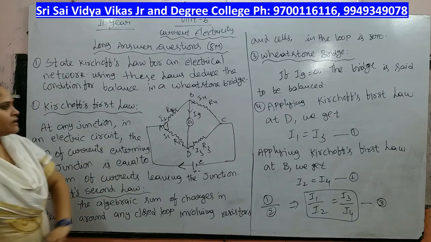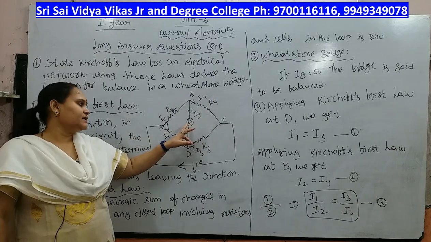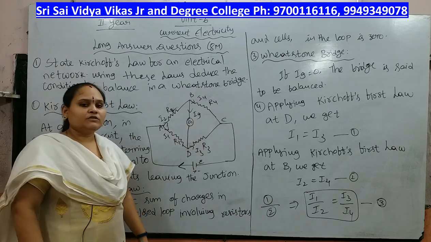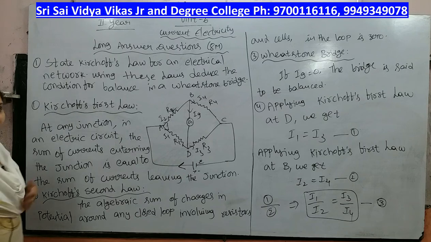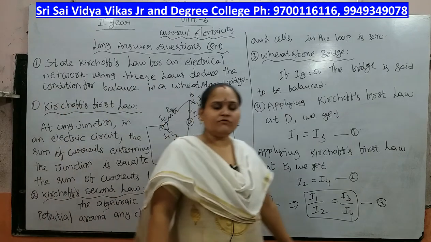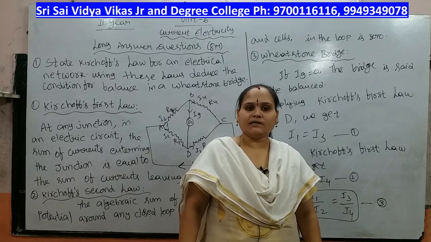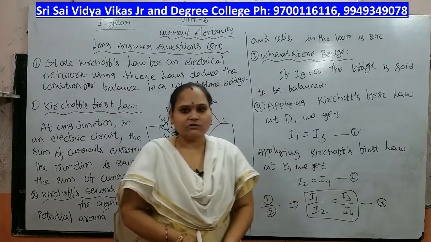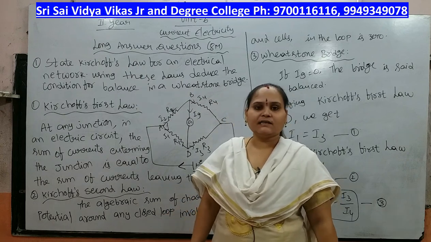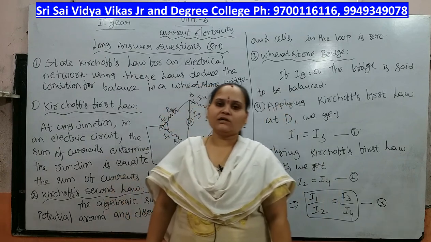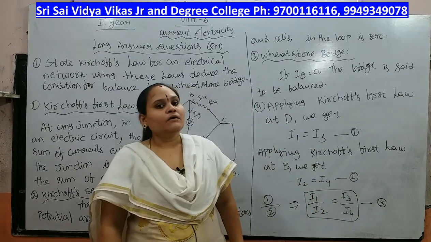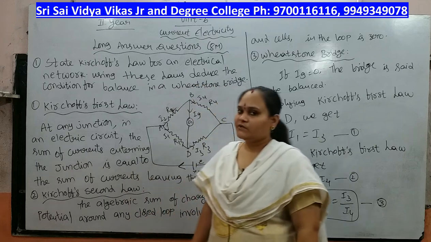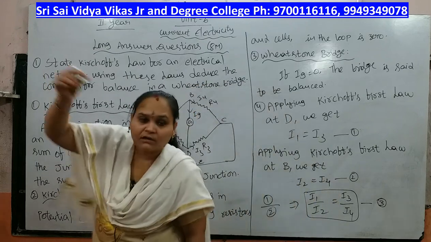Ig is the current flowing in the galvanometer. G is the galvanometer, which is used to measure the current in that circuit. Kirchhoff's first law says that the summation of currents at a junction becomes 0, that means summation of I equal to 0. Similarly, Kirchhoff's second law says that the algebraic sum of the products of current and resistance will be equal to the algebraic sum of the voltages, that means summation of V equal to 0. That is Kirchhoff's first law and second law.